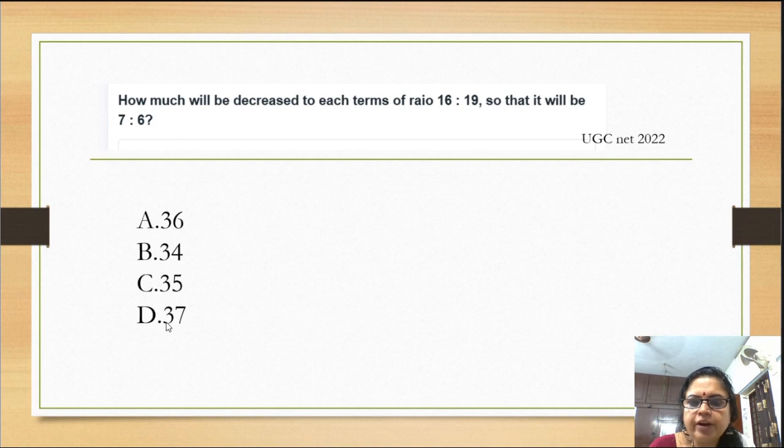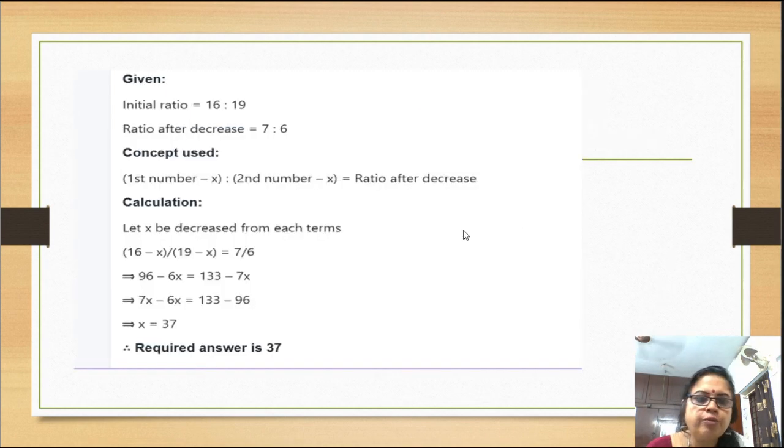So you cannot expect straightforward type of answers just by subtracting a number to get the required answer. In some cases the answer has to be solved numerically. So 16 minus x divided by 19 minus x is equal to 7 by 6, and you cross multiply and you get x is equal to 37.